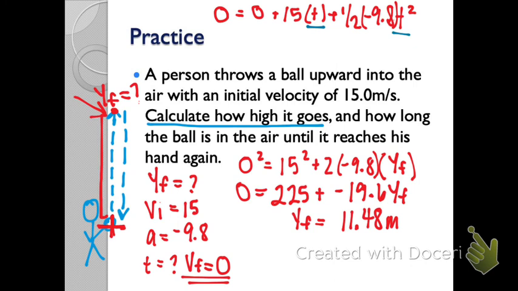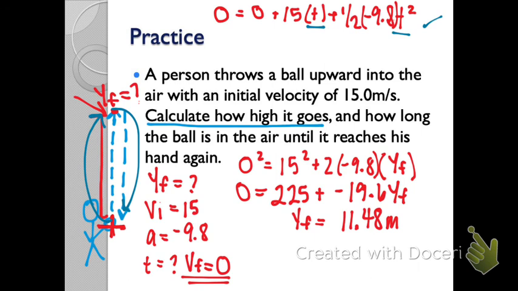Okay? So when my motion is non-symmetrical, I have to go about this way. But when my motion is symmetrical, I can use what I call the shortcut method and just solve for the time it takes to reach peak height and then multiply it by 2 because it's going to take the same amount of time to come down.